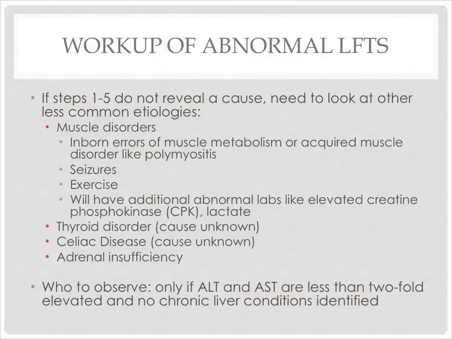Now, who out of this population can you observe, and who do you need to do a more aggressive workup with? Well, if your ALT and your AST are less than 2 times elevated or a 2-fold increase, and they have no evidence of chronic liver disease whatsoever, and they're asymptomatic, then those folks you probably could just observe and maybe repeat labs in 6 months, or maybe send them for an ultrasound at some point to assess the liver if you haven't done so already. If it's elevated more than that, then you're probably going to need to dig a little bit deeper and do a little bit more of an invasive workup.